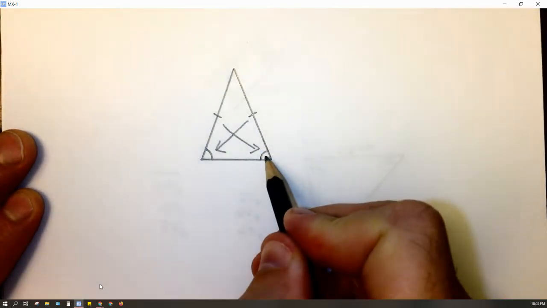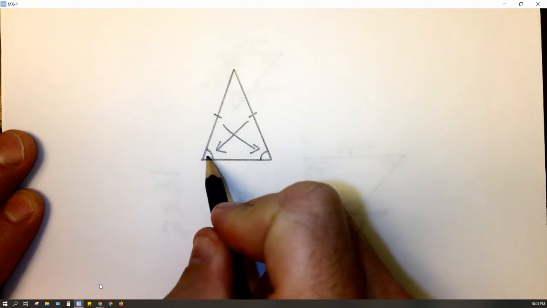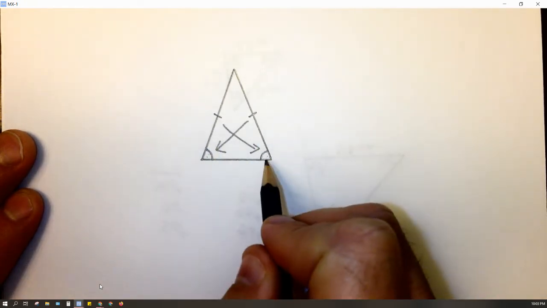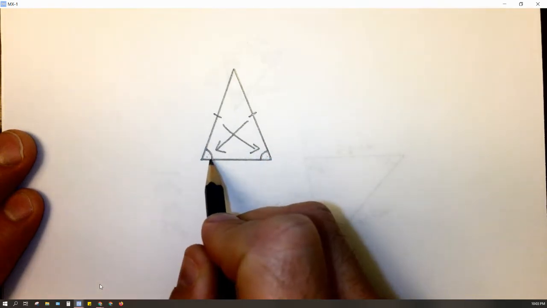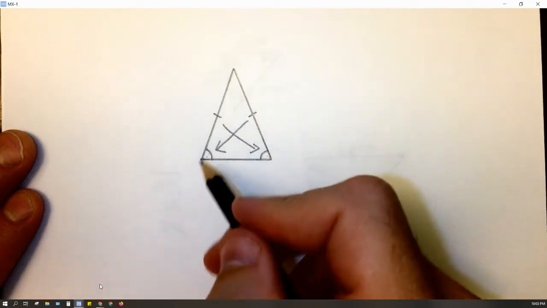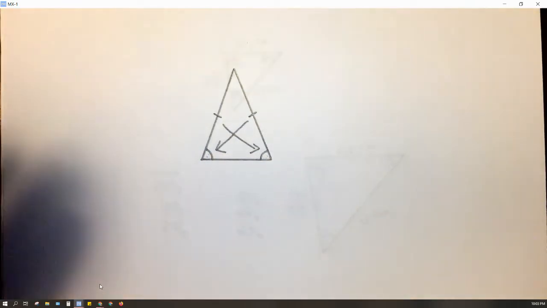So if you tell me that this is a 40-degree angle, then this also has to be a 40-degree angle. If you tell me this is 60, this also has to be 60. No matter what this angle is, this angle has to be the same thing, and vice versa. It's the angles that are opposite of the congruent sides. They have to be congruent to each other.